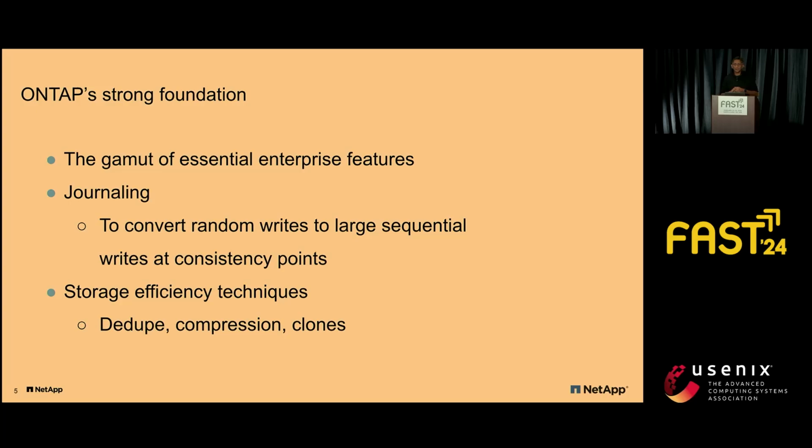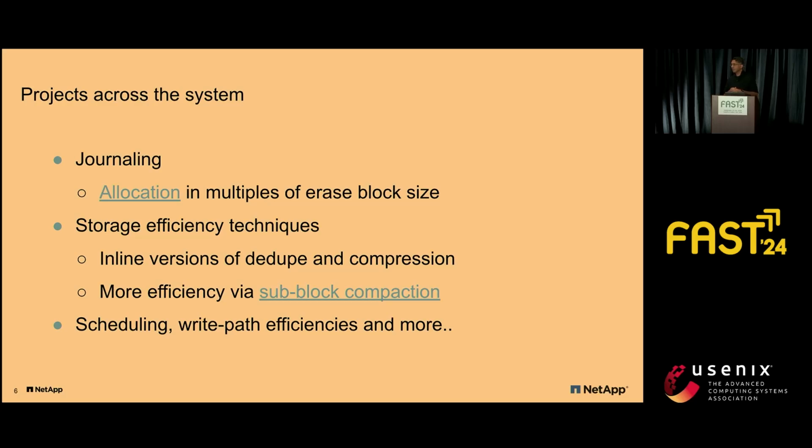Now, at its core, ONTAP already had a very strong foundation for what SSD systems would look like. In particular, from its inception, it has been a journaling file system that accumulates small random writes in NVRAM and then writes them in large sequential batches to disk, which has a relation to wear management for SSDs. And it already had storage efficiency techniques, compression and dedupe, which have an impact on the economics of SSDs, although at that time we were doing these as batch background jobs. So we had some ingredients, but then we still had to do a number of projects in a variety of areas to make it a good system.